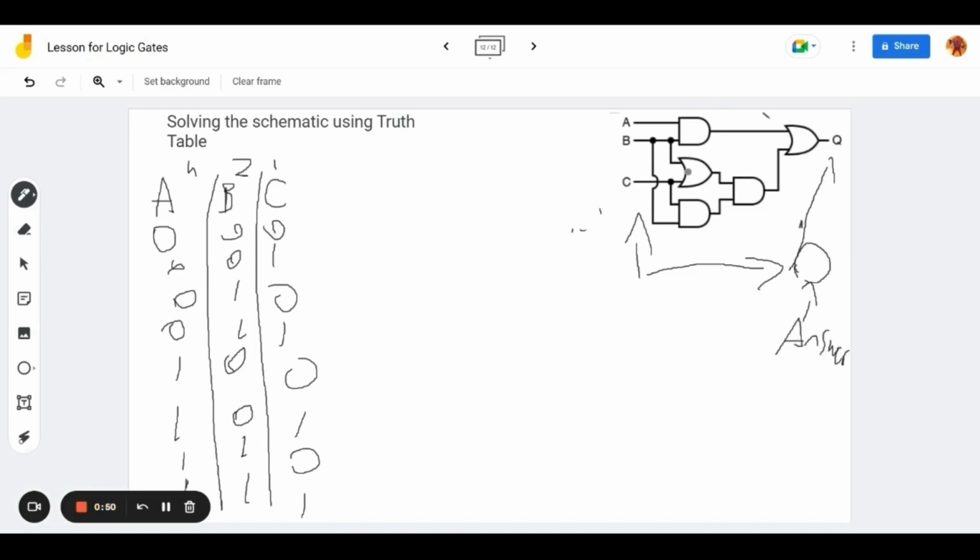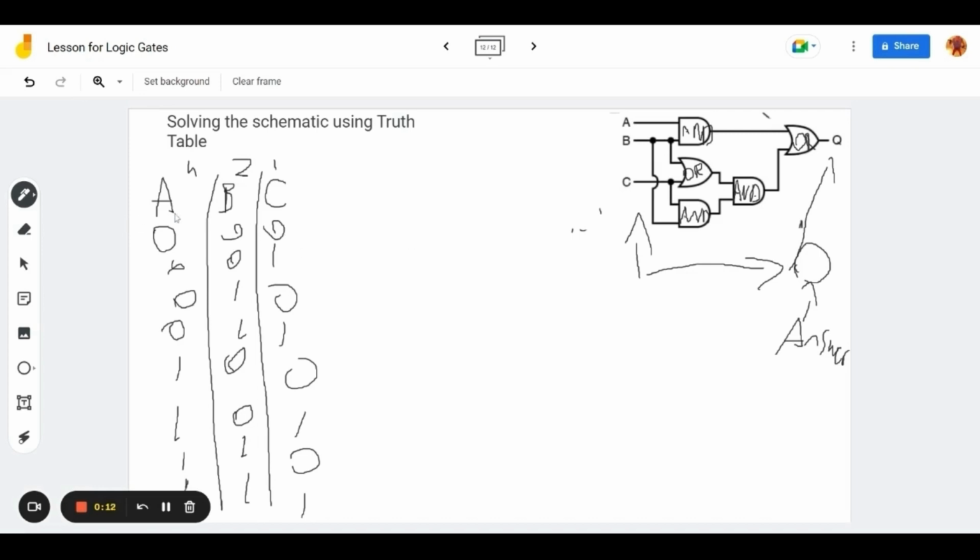First we have to identify all the gates there are. We know this is an AND gate. This is an OR gate. This is an AND gate. Or rather, my bad, that's an OR gate. That's an AND gate. And that's an OR gate. Now that we know what logic gates there are, we just solve it. As simple as that.